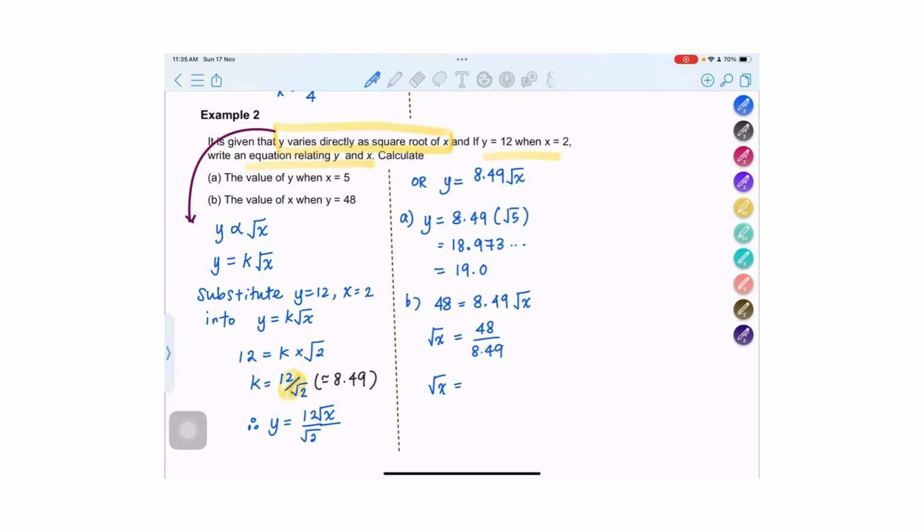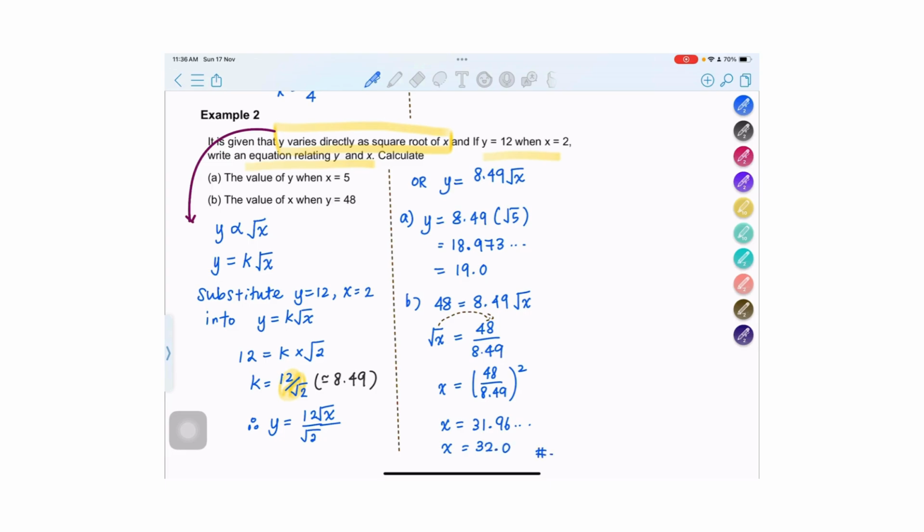So what I get from here, at the same time, I can move over my square root to the other side, becoming squaring 48 over 8.49. My x value that I get is 48 over 8.49 and I square it. I will get my answer 31.96 something. My x equals 32.0.